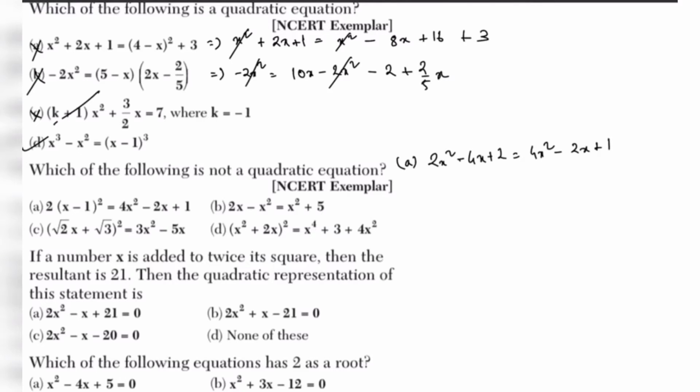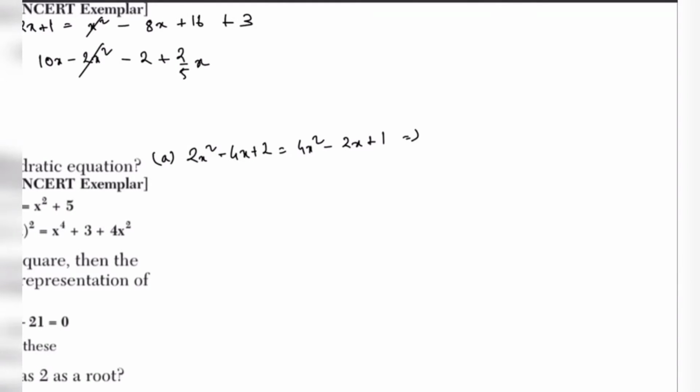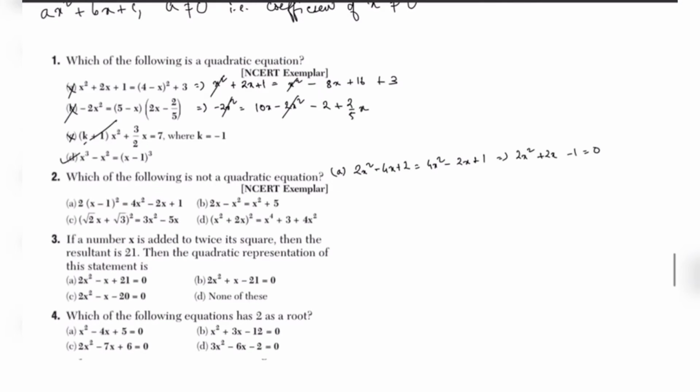So you can see that this will give us 2x square and then plus 2x minus 1 is 0. So this is clearly a quadratic equation. This is out of the picture. Number B is a bit more straightforward. So you have 2x square minus 2x plus 5 equals 0. So this is also ruled out.